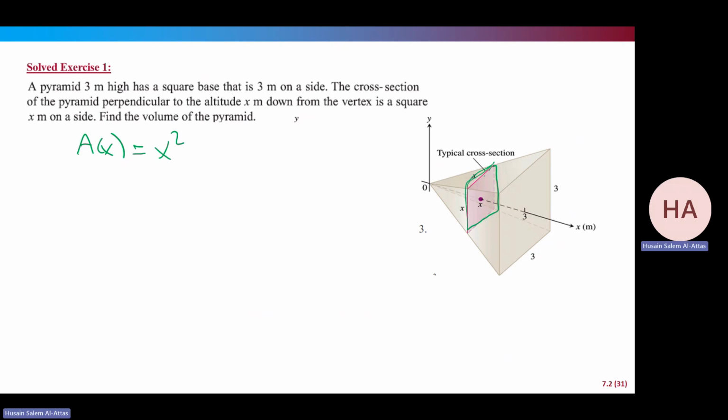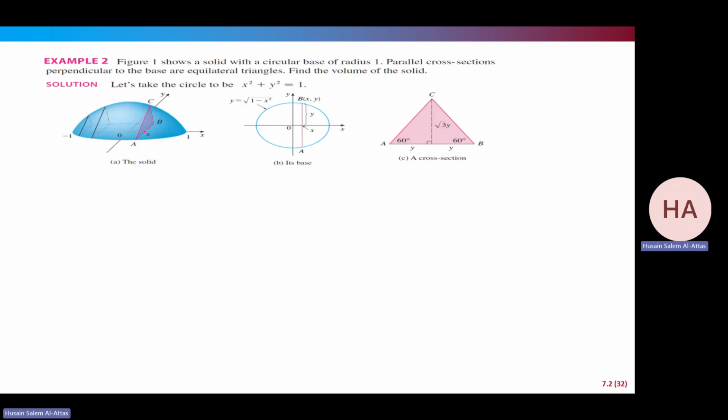Okay. And I want the values of x from where to where? From 0 to 3. So I have the volume as the integral from 0 to 3 of x squared dx. That's it, since I'm using a square. This is the square x, this is the value x. So I have x cubed over 3 from 0 to 3. That gives me 27 over 3, 9. That gives me 9 meters cubed. That will be the volume. Okay.